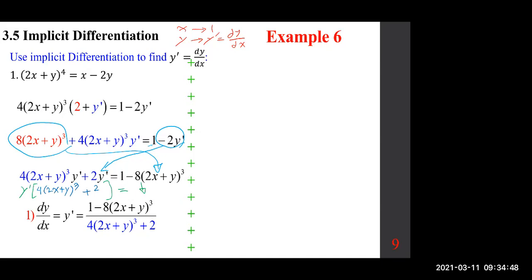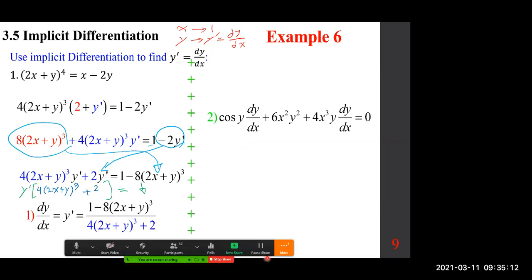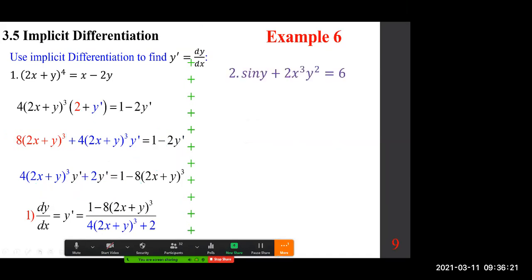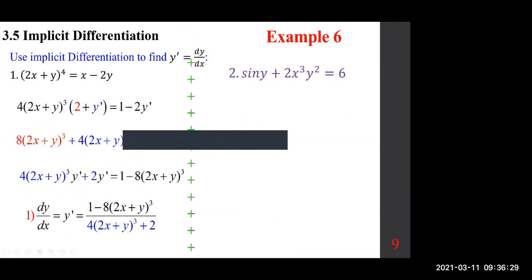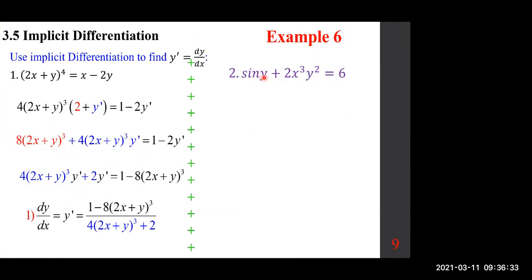Here's another example we want to look at. All right, so we want to differentiate this, and we use implicit differentiation. Okay, so sine y, this is question number 2. Okay, sine y. So the derivative of sine is cosine. So cosine y, and because it's y, dy dx of y prime.